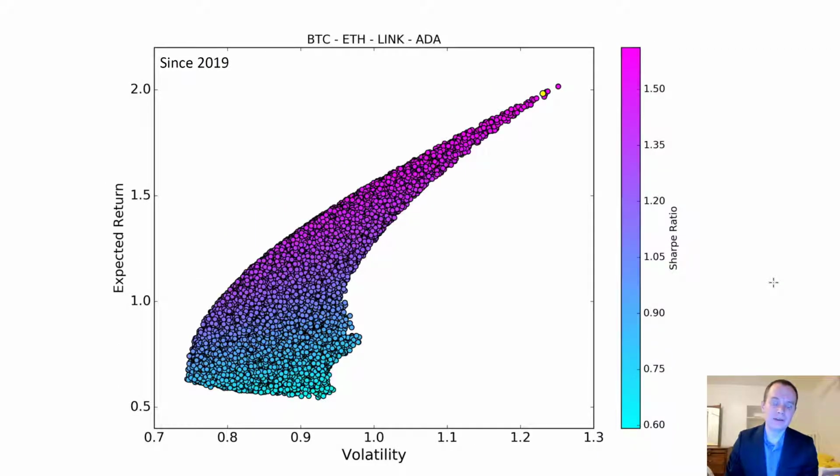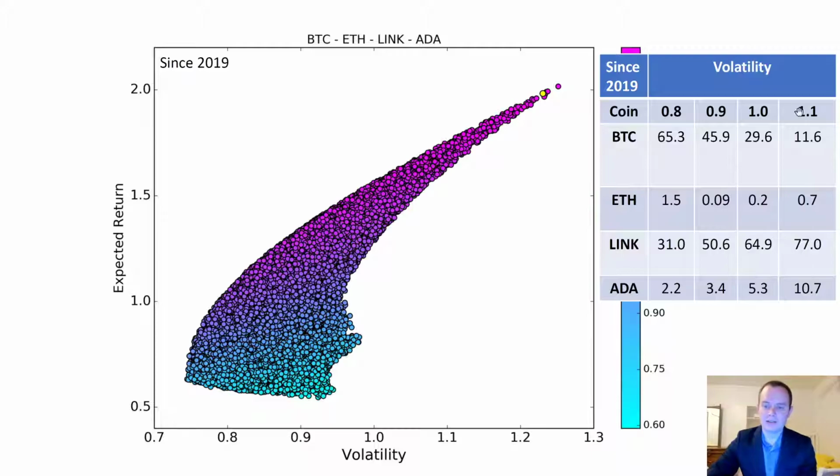Now, if you look at since 2019, it tells a similar result. 65% Bitcoin at the lowest volatility, or near the low at 80%, and 31% Link with small amounts of ETH and ADA. And similarly, at the higher volatility level, you're wanting say 11% Bitcoin, 77% Link, and 11% ADA. And this is based on data since 2019.